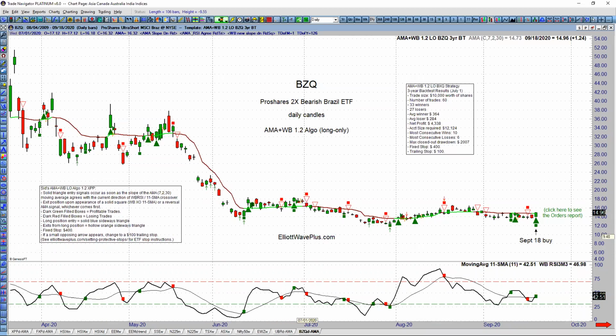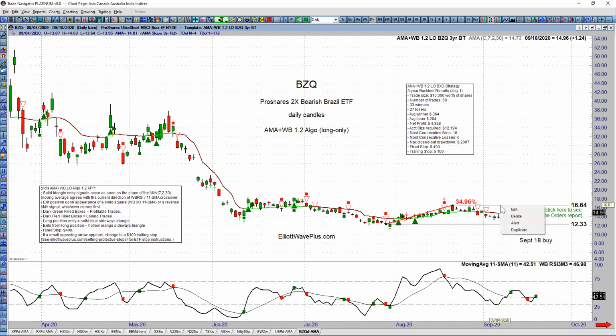Right there for a sizable move. These don't look like big moves down here. But from this low, for instance, to this high was a 35% move over a couple of weeks. And during that time, BZQ moved from $12.33 a share to $16.64. That's a very solid move percentage-wise.